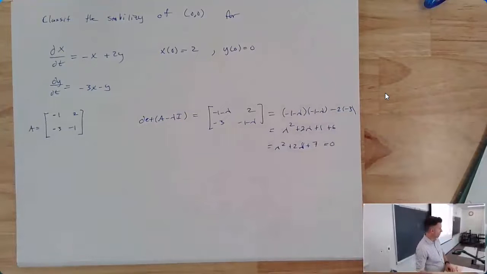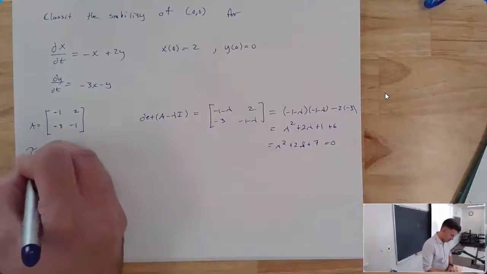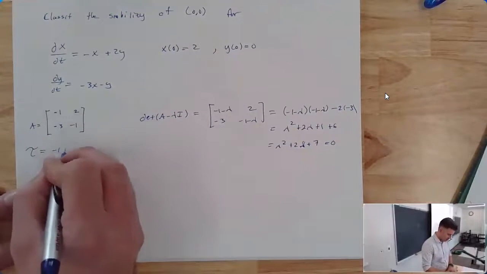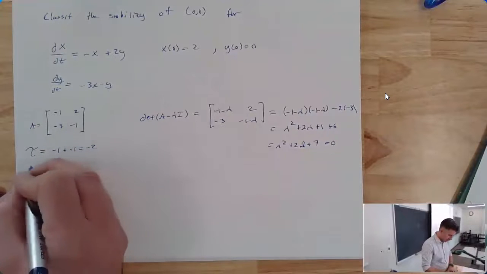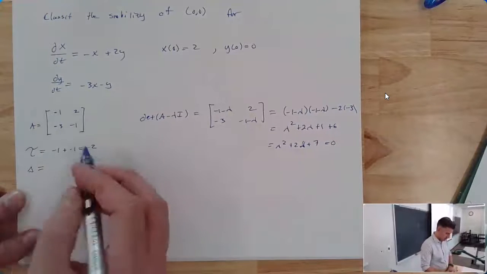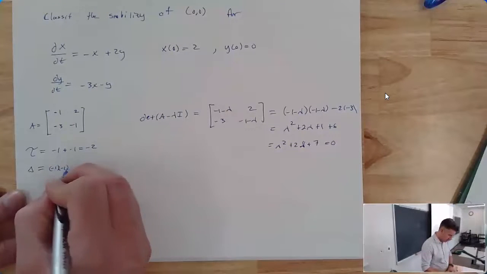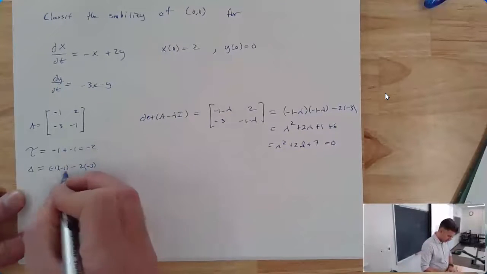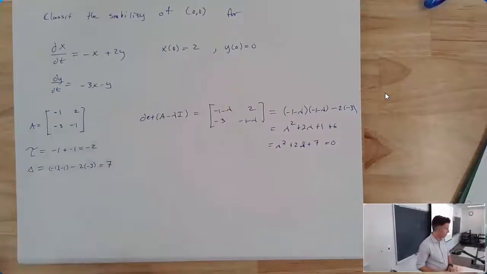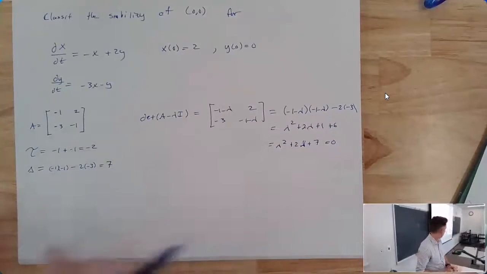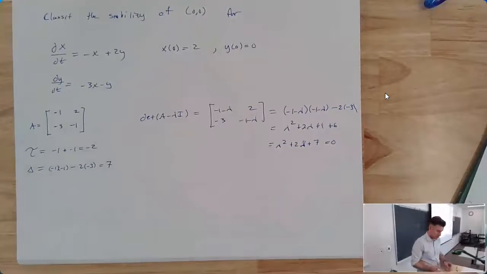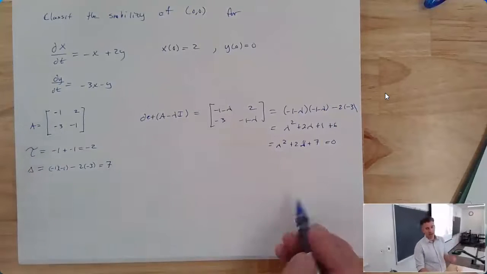Which I'll point out totally goes with doing it the other way. Here, the trace would be negative 1 plus negative 1, which is negative 2. And the determinant is negative 1 times negative 1 minus 2 times negative 3, which is 1 plus 6, which is 7. Which leads you right to there. Now, what's terrible about this is our eigenvalues are going to be imaginary. We can't factor that, for sure.